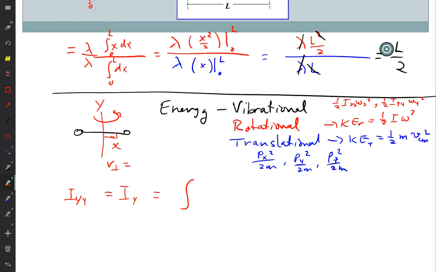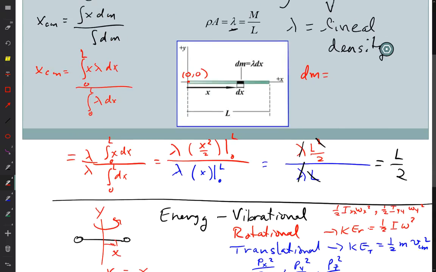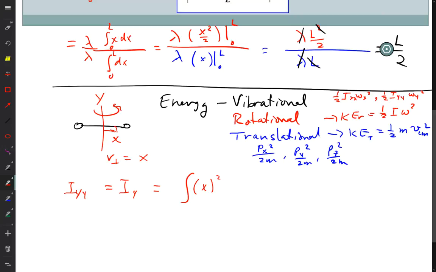90 degrees, which we often call perpendicular. So that x direction is perpendicular to the axis of rotation. So r perpendicular is just equal to x. And so I have r perpendicular squared, so x squared. And then I have to have my dm. Well, we had right there, dm is lambda dx.